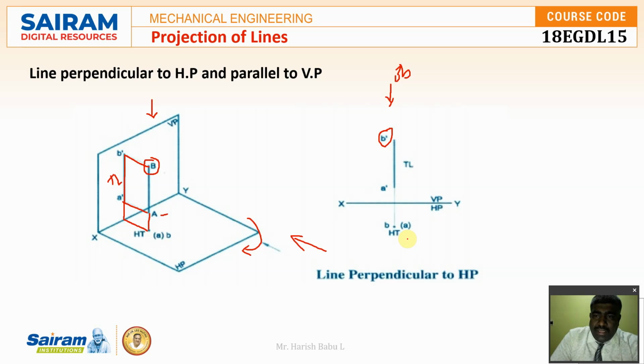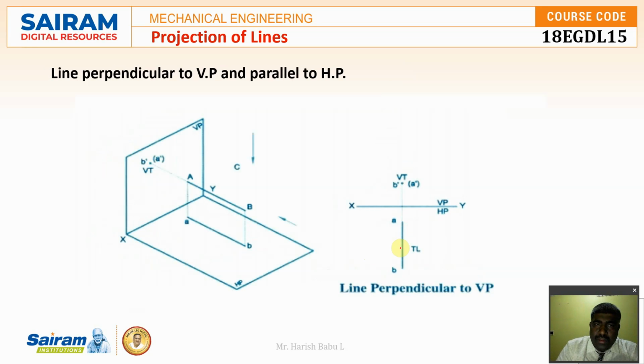So that I want to take as invisible over there. So this is when it is perpendicular to HP and parallel to VP. So coming to the next one, line perpendicular to VP and parallel to HP.